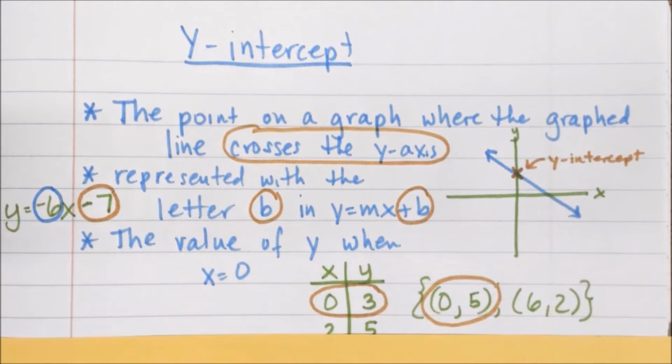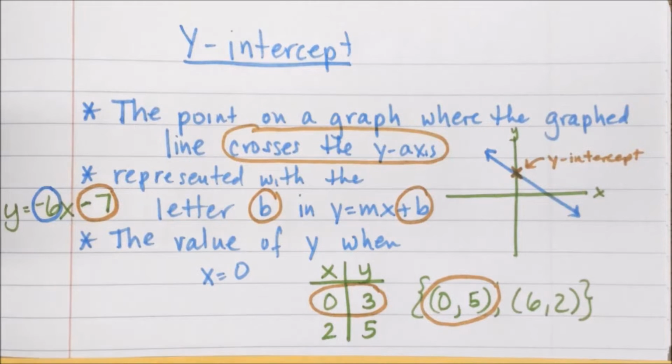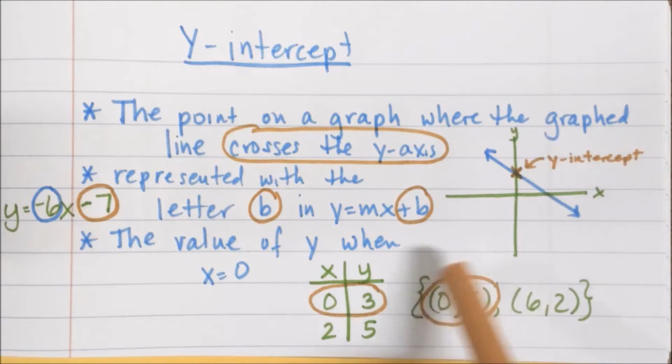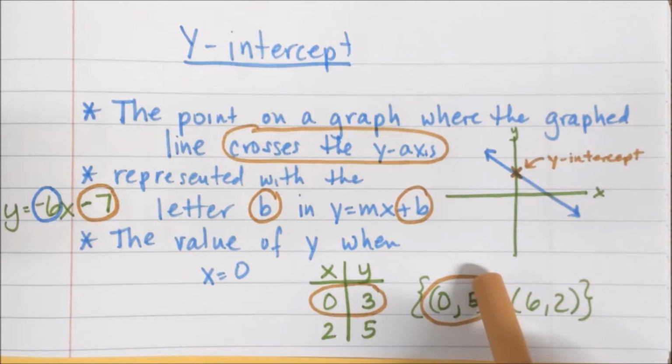The last one is the value of y when x equals 0. So if we look right here in a table, we're going to look for the row where x is 0, and the y that matches it. So in this case, the y-intercept is (0, 3), or 3. In this set of ordered pairs, I'm going to look for the one that starts with 0, with the 0 in the x, and then I'm looking for the y value. So in this case, the coordinate for the y-intercept is (0, 5). The value of the y-intercept in an equation would be 5.